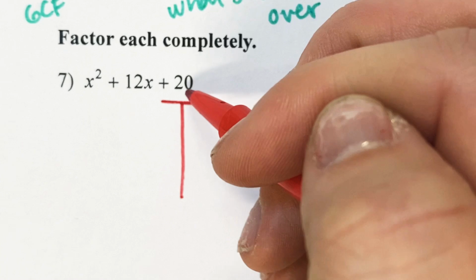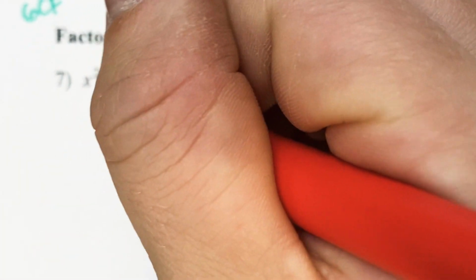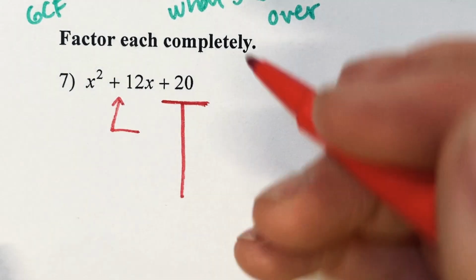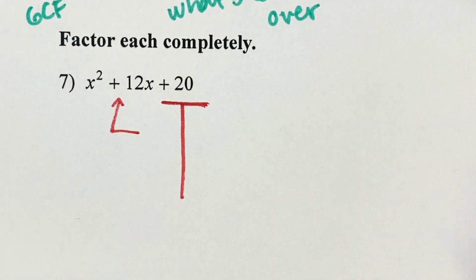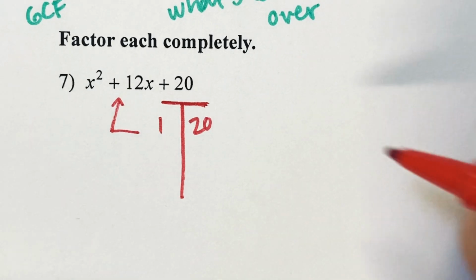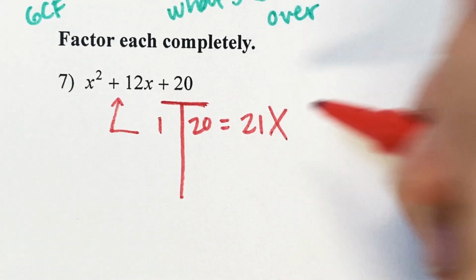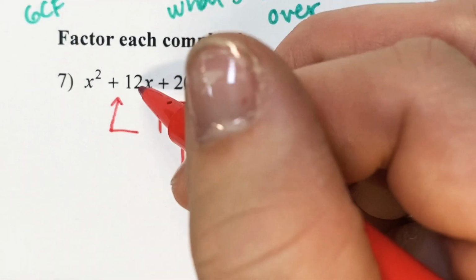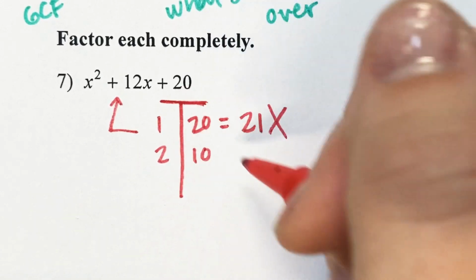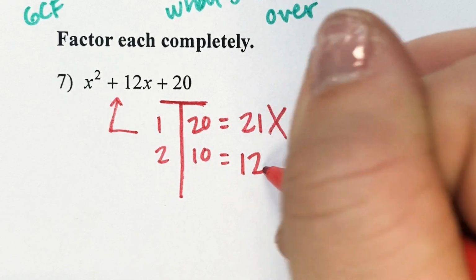So we need factors of 20. What multiplies to give me 20, but is going to add to give me positive 12? Okay, so let's just make a factor list, just like we were doing on numbers 3 and 4. So 1 and 20. 1 times 20 will give me 20, but 1 plus 20 gives me 21. Nope, that's not 12. Okay, maybe 2. 2 times 10 will give me 20. What is 2 plus 10? Ooh, ding, ding, ding, positive 12.